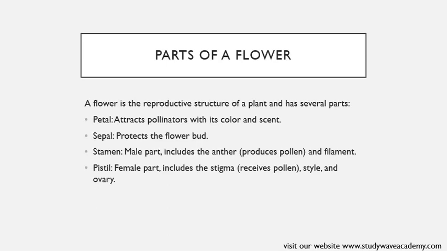A flower is the reproductive structure of a plant and has several parts. We're going to be looking at parts of a flower. Petal attracts pollinators with its color and scent. These are colorful and often fragrant parts of the flower. They attract pollinators like bees and butterflies with their colors and scents.